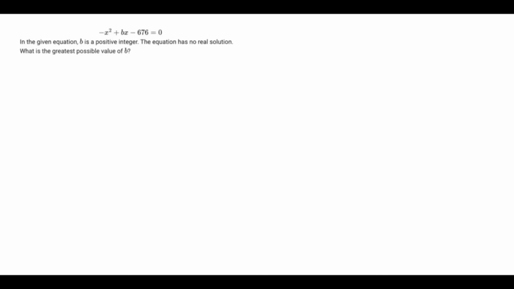This one says, in the given equation, b is a positive integer. The equation has no real solution. What is the greatest possible value of b? So they give us a quadratic equation, negative x squared plus bx minus 676 equals 0. So in order for us to solve this problem, we need to calculate what is called the discriminant. So the discriminant is what you're going to find in that quadratic formula. So that is the square root of b squared minus 4ac.